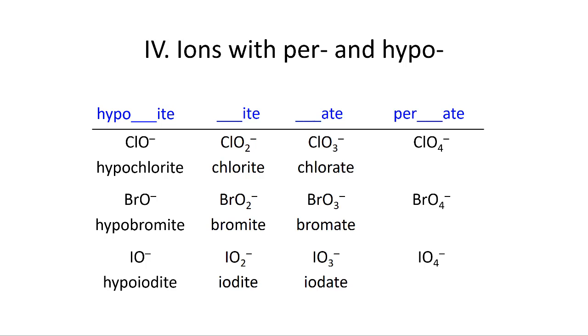Instead, we keep off the HY at the beginning and we just call it per. Instead of calling it hyperchlorate, we call it just perchlorate. So if you add one more oxygen than chlorate, then you get perchlorate. And if you add one more oxygen than bromate, then you get perbromate. And if you add one more oxygen than iodate, you get periodate.